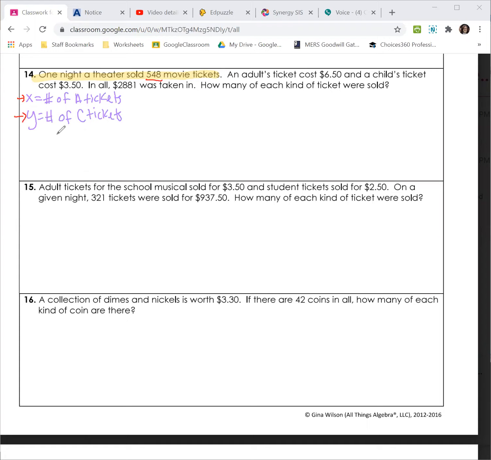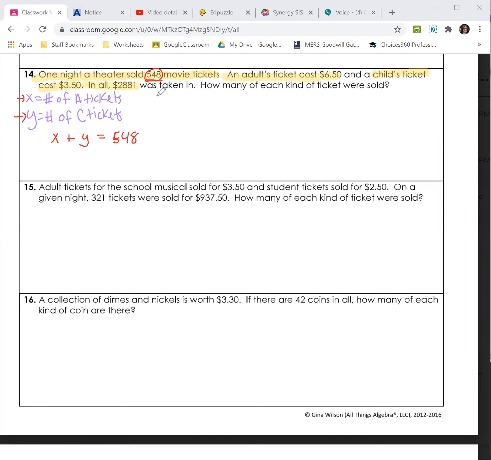My first clue is going to be if I add together the amount of adult tickets plus the amount of child tickets, I'm going to end up with a total of 548 movie tickets. Okay. All right. First clue done. Second clue. An adult ticket costs $6.50 and a child's ticket costs $3.50. So my next clue is going to be talking about how much money they collected.